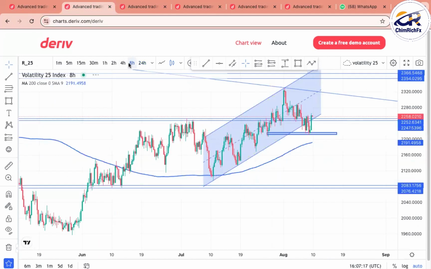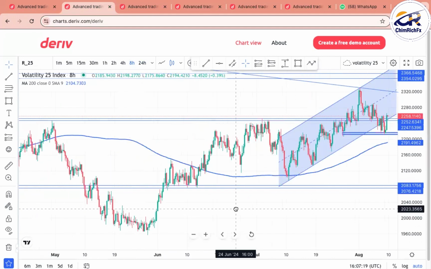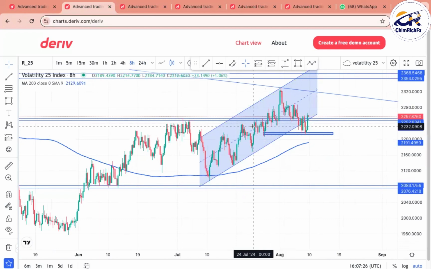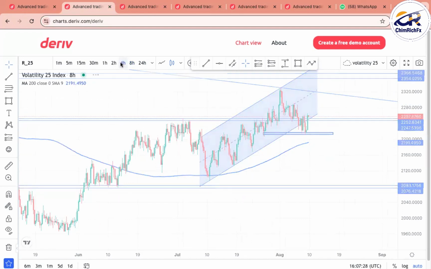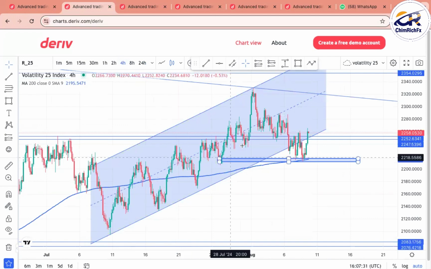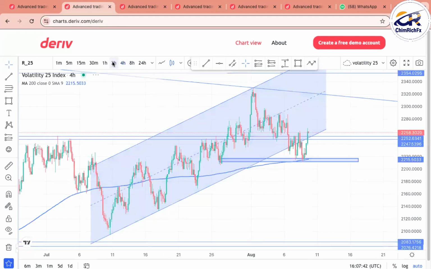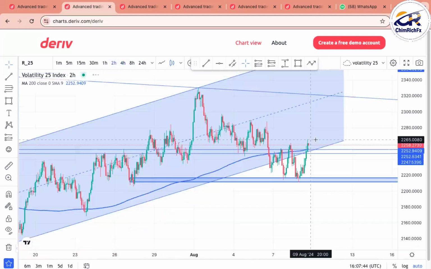But let's move to the 8 hours time frame. From the 8 hours time frame, we can see that the market is on a bullish trend. Now, going back to the 4 hours time frame, the market is on a bullish trend. There was a breakout from this channel, and not really a perfect retest. Now, you can see that price has also broken out from this area of resistance, this area of value.